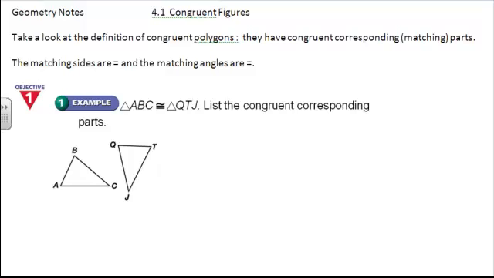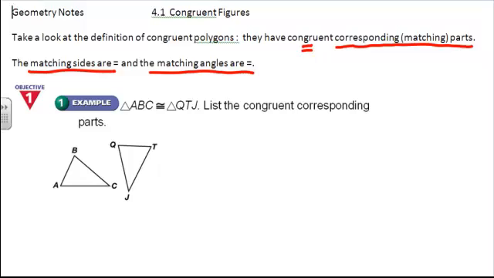Congruent polygons have corresponding, which means matching parts. Congruent means equal, so all the matching parts are equal. And the matching sides are all equal, and the matching angles are all equal. So we're going to apply this definition of congruent polygons to our examples in this problem.